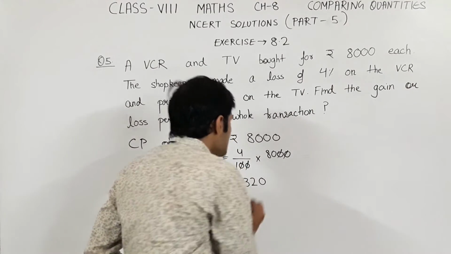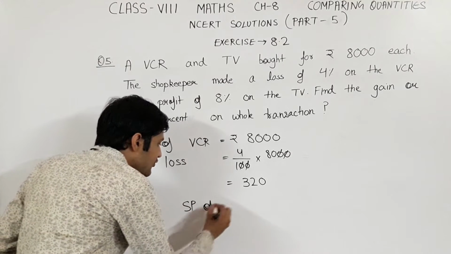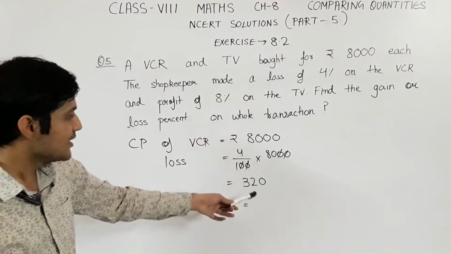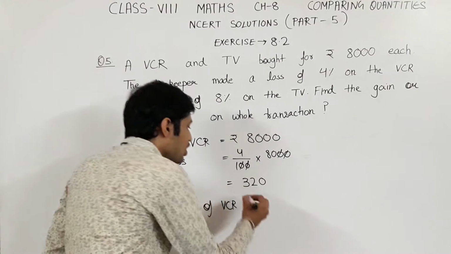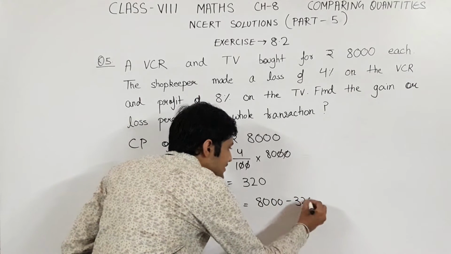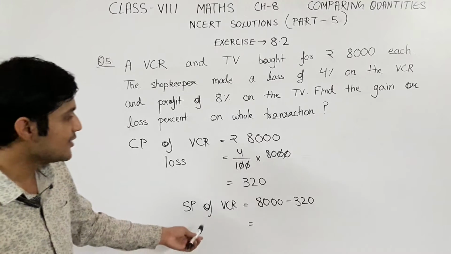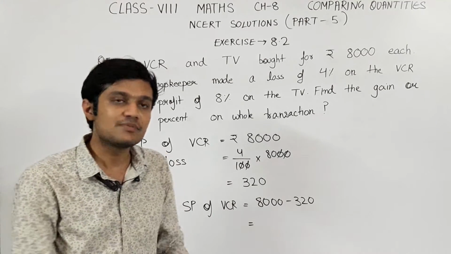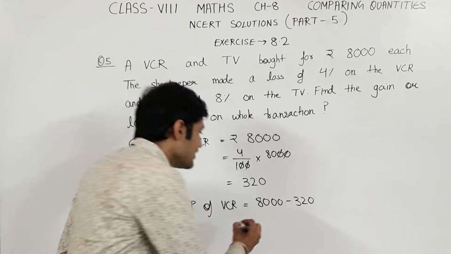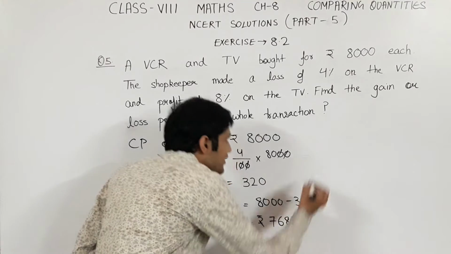Okay. So selling price of VCR will be cost price minus loss. So cost price is 8000 and loss is 320. So we use the formula of selling price, that is cost price minus loss. So 8000 minus 320, this will be 7680.